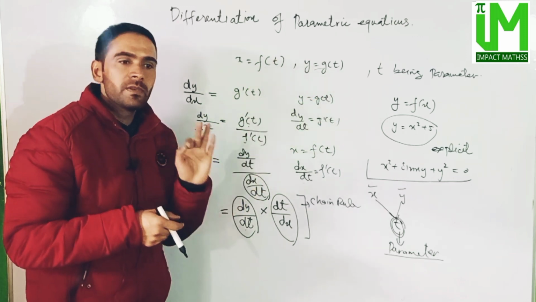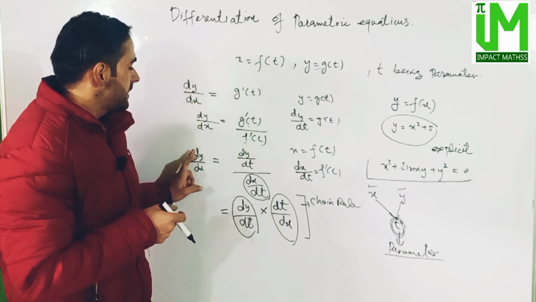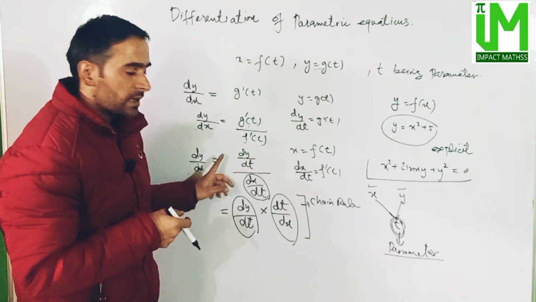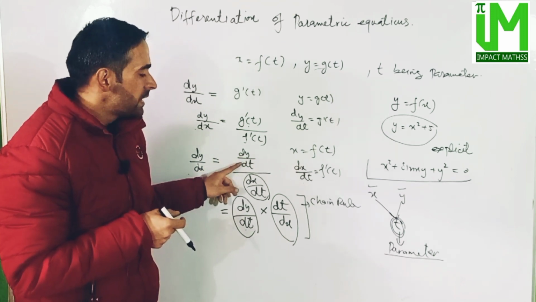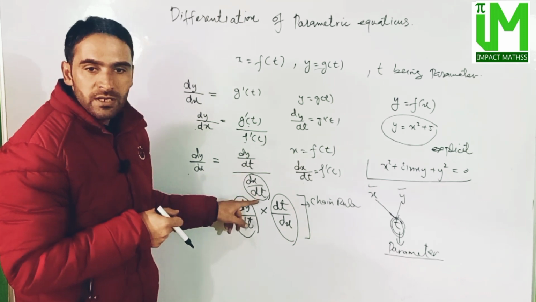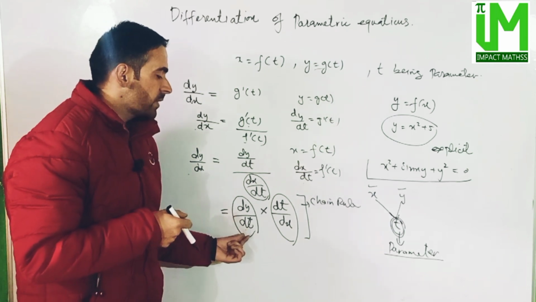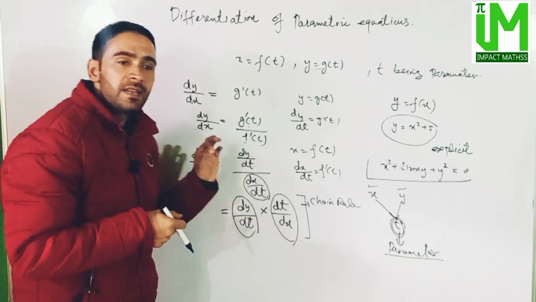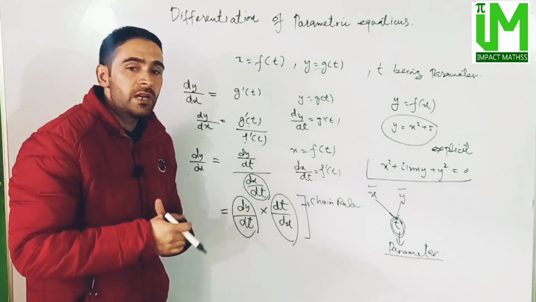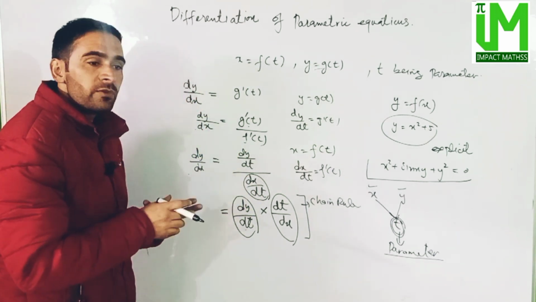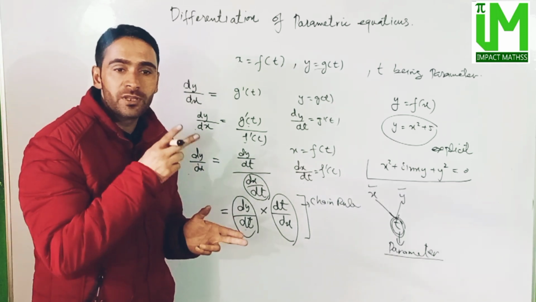We differentiate with respect to the independent variable, that is t here. So if we want dy by dx, we differentiate with respect to t, and that will be dy by dt divided by dx by dt. Taking the reciprocal, we write dy divided by dt into dt divided by dx. That means if we are given parametric equations and we have to find dy by dx, we have to differentiate both functions with respect to the independent variable, which happens to be the parameter.